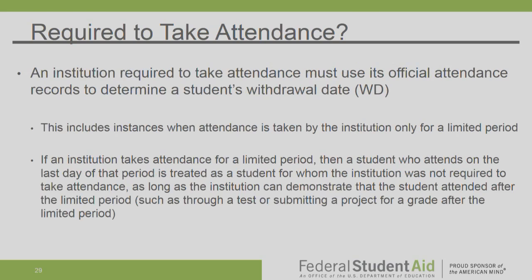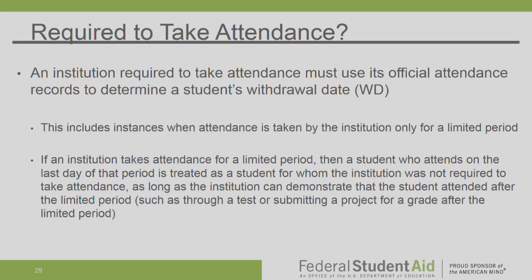So an institution that is required to take attendance must use its official attendance records to determine the student's withdrawal date. This includes instances when attendance is only taken for a limited period, and it also includes cases where attendance is taken for a limited period, but then a student who attends on the last day of the period is actually going to be treated as a student at a school which is not required to take attendance after that point.